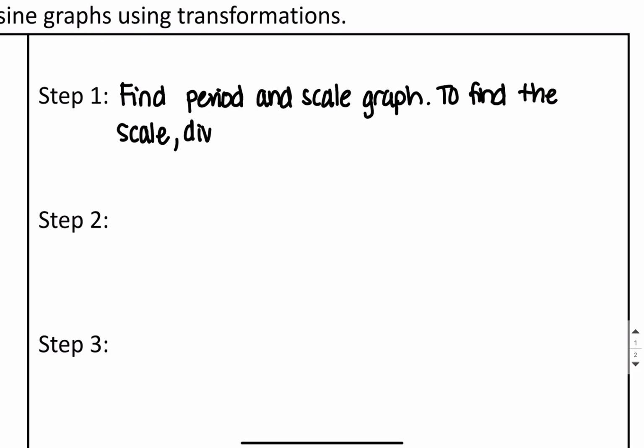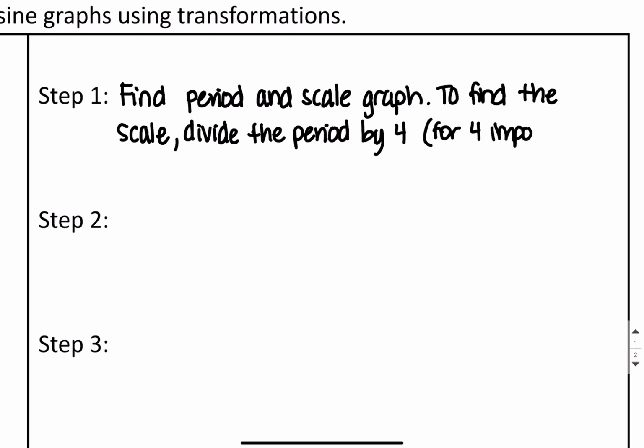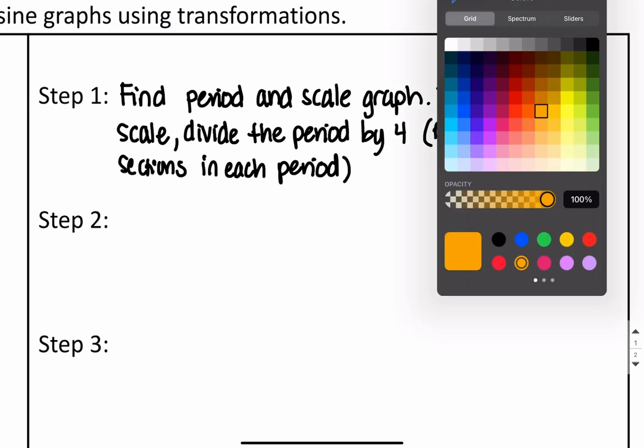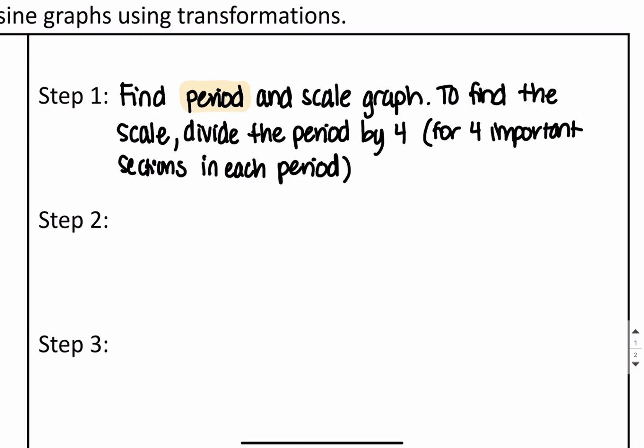So to find the scale, I'm going to divide the period by 4, for the 4 important sections or points in each period. So I'm going to find the period, whatever the period is, and then I'm going to scale the graph based off of that period. I'm going to count by 1/4 of that period, and that's going to be my scale.